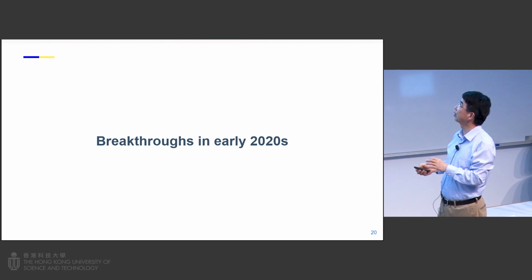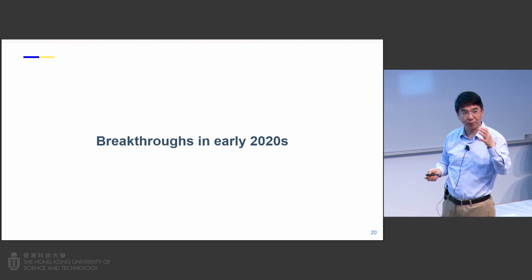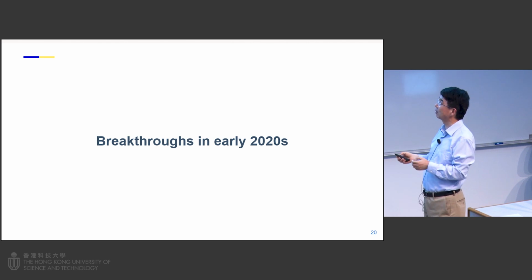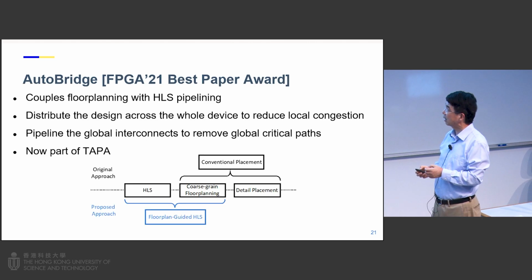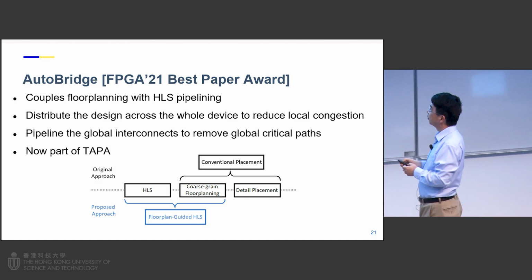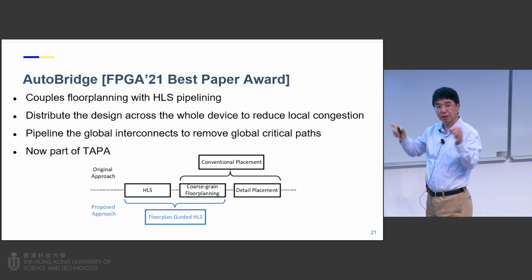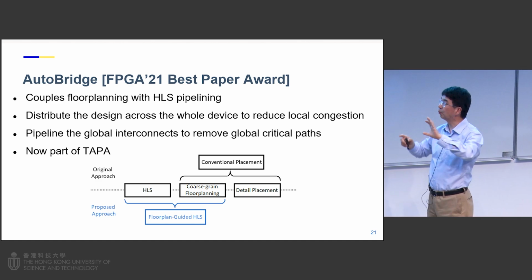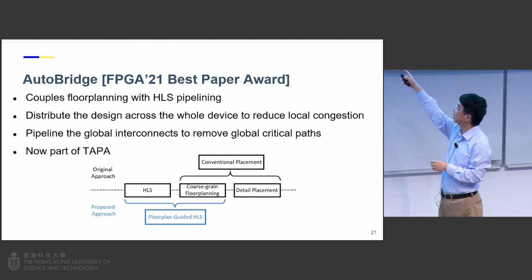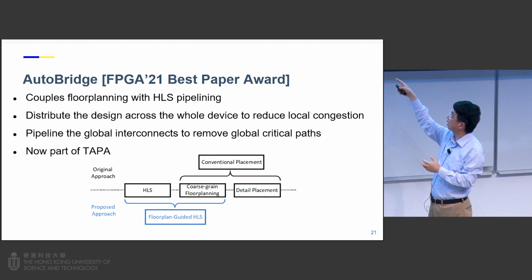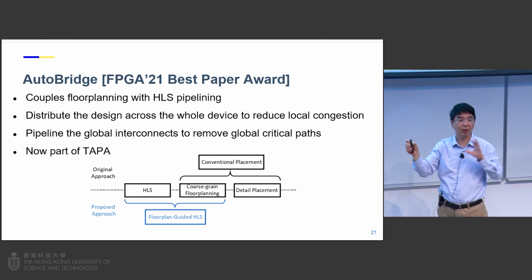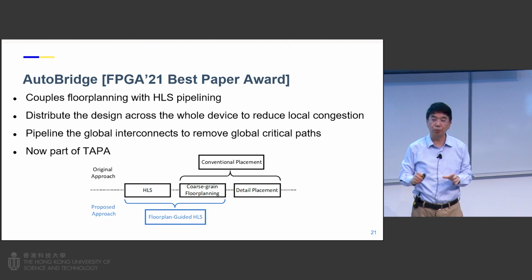So the breakthrough came, as I said, from our initial idea, and it took another 17 years, to the early 2020s. The idea is actually very simple. You do high-level synthesis. When I write C code, I have no idea which logic goes where. But then I can go through high-level synthesis and generate the RTL code. Then I can do a coarse-grained floorplan to figure out which one goes where.